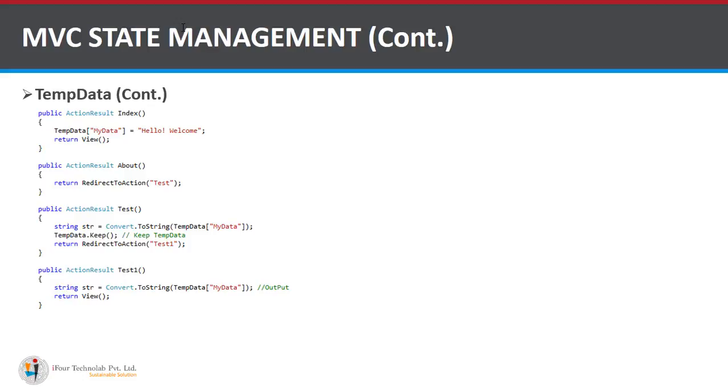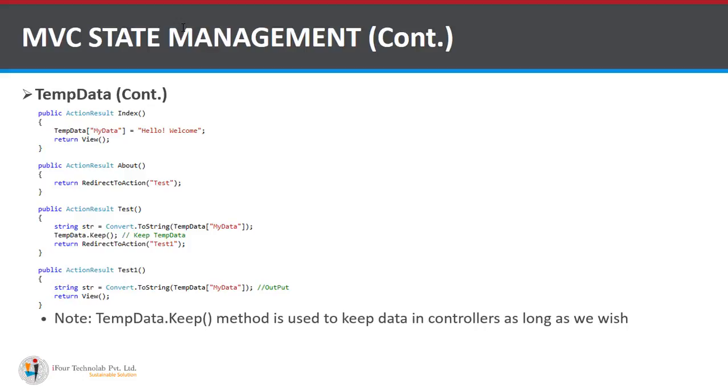Here you can see in action result test there is a TempData.Keep. So what will happen after we redirect? If I write TempData.Keep, then it will not lose its data. This is an important advantage of using TempData. The TempData.Keep method is used to keep data in the controller as long as you wish.